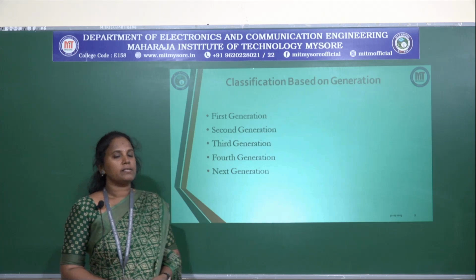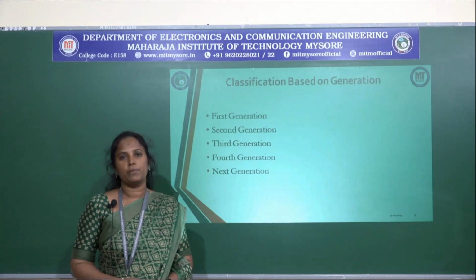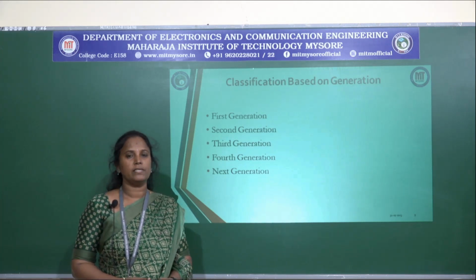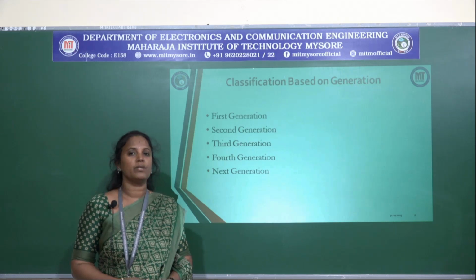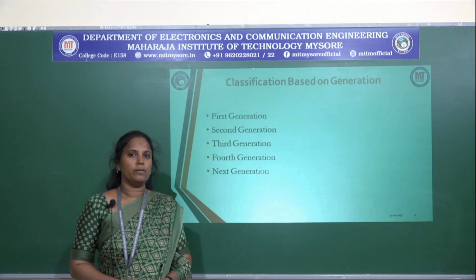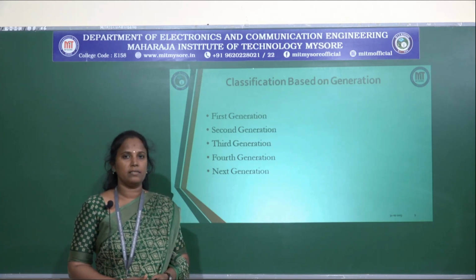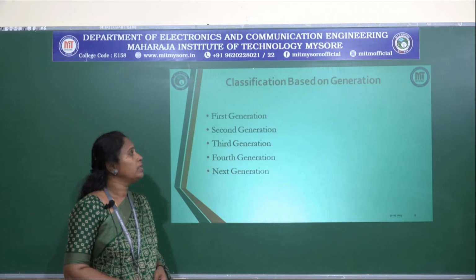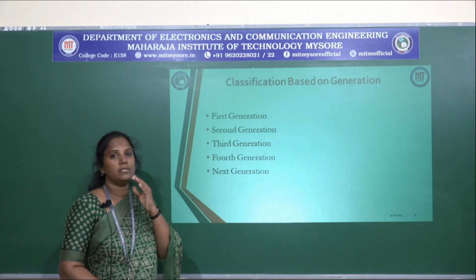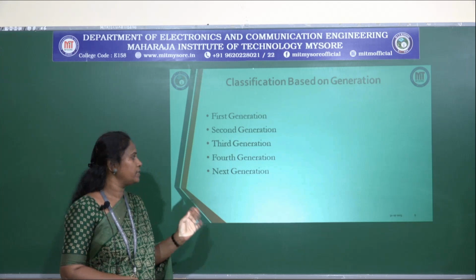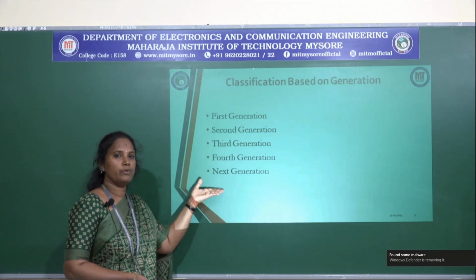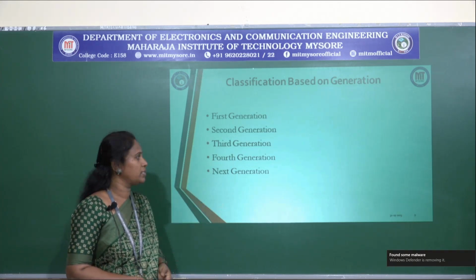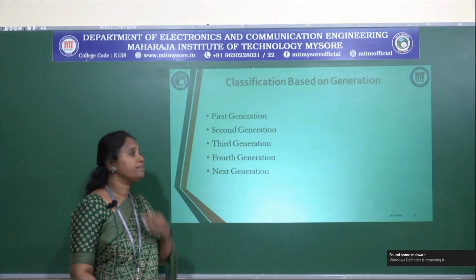The next topic is related to the classification of embedded systems. This also we discussed in the previous class, where we classify embedded systems depending upon 4 different categories. The first one is classification based on generation, where we have 4 different generations and the future generation, which is the 5th generation.